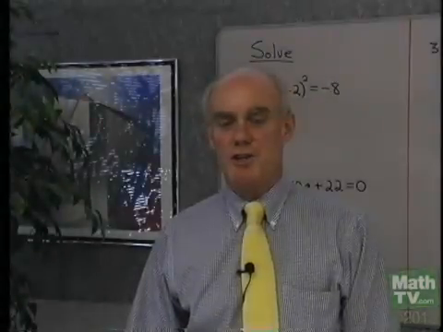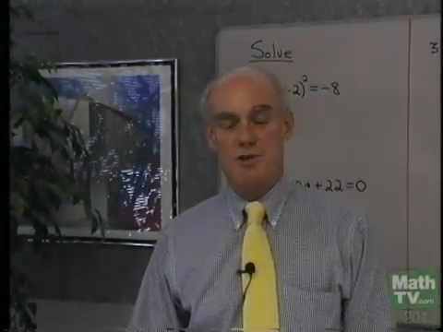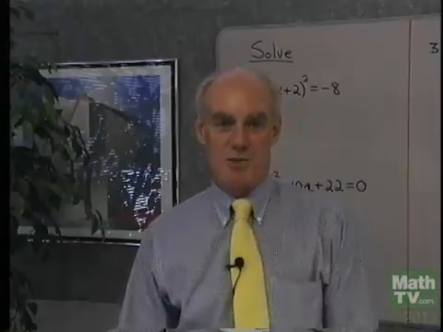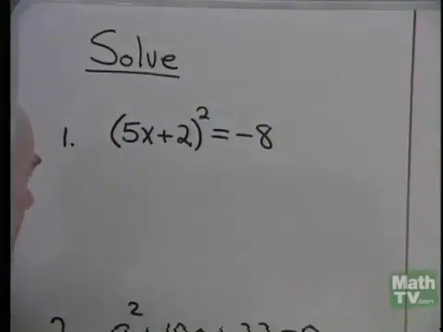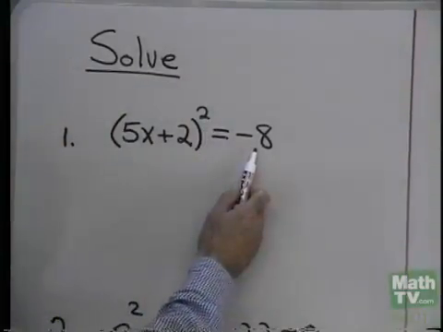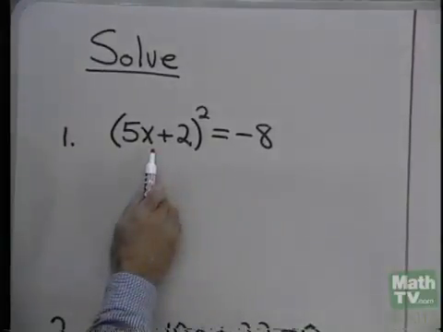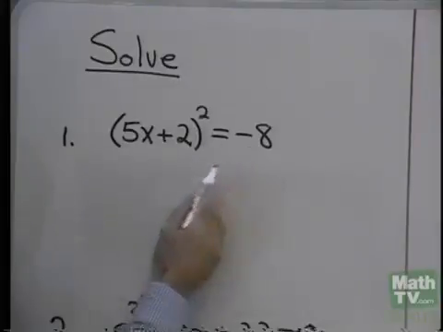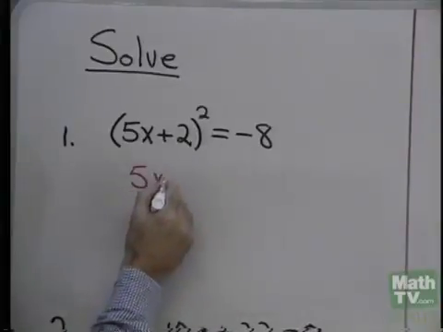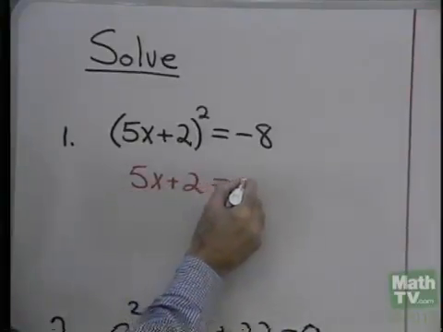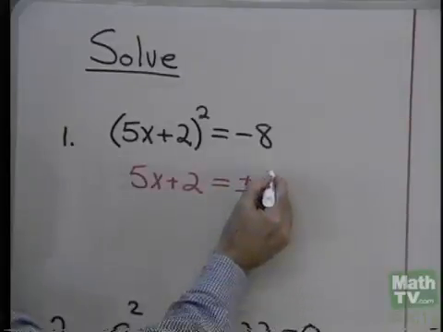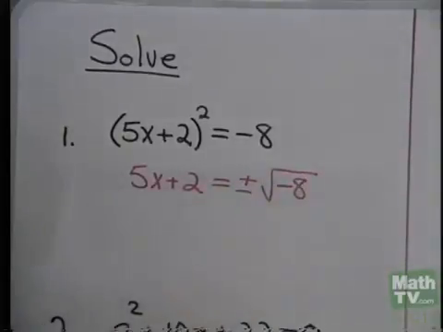We want to take a look at the solution to some quadratic equations where we solve them by what's called completing the square. Here's our first one. We have (5x + 2) quantity squared is equal to negative 8. Now, to solve this equation, we say if the quantity 5x + 2 squared is negative 8, then 5x + 2 must be either the positive or the negative square root of negative 8.